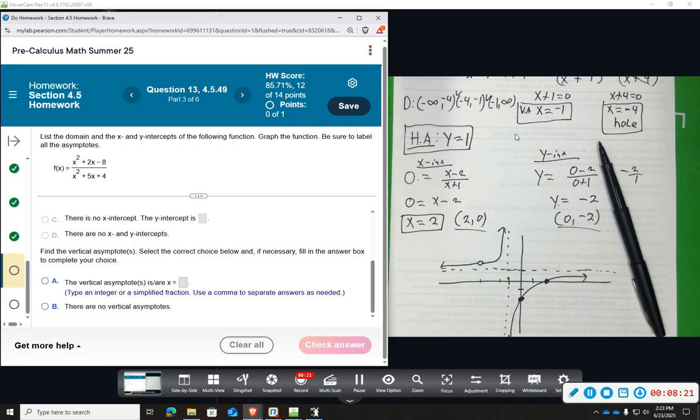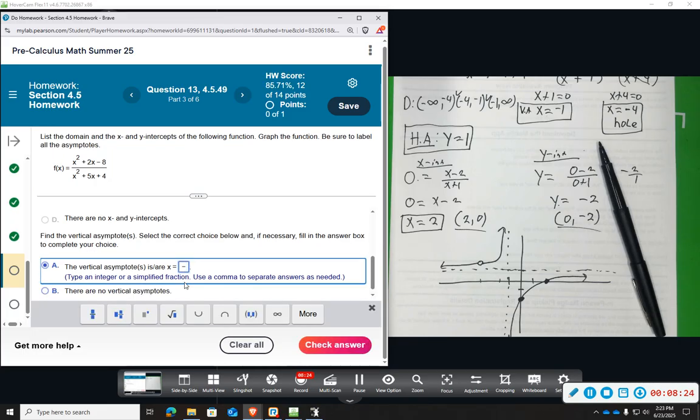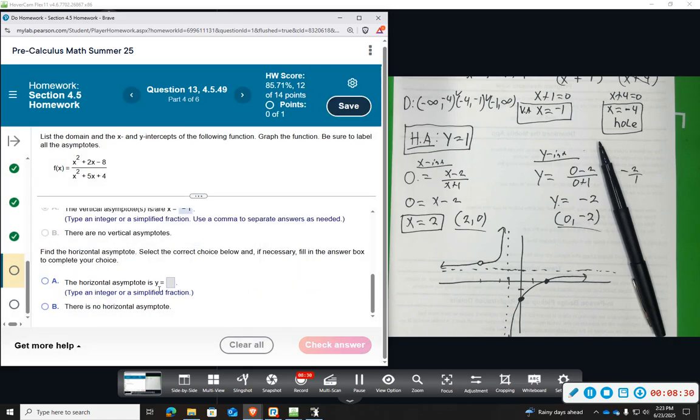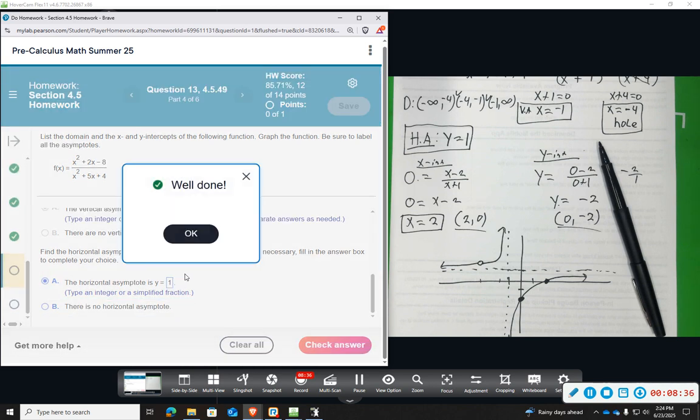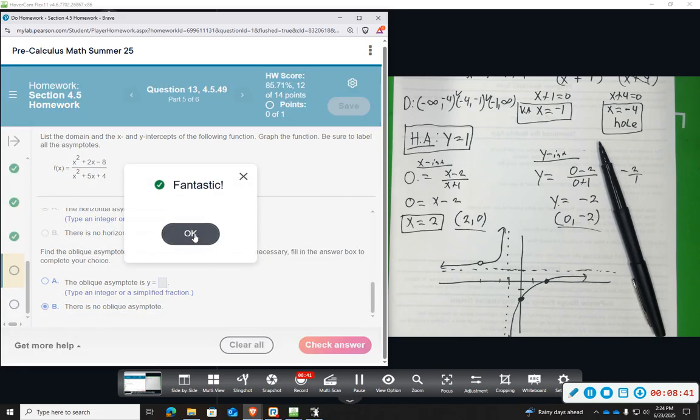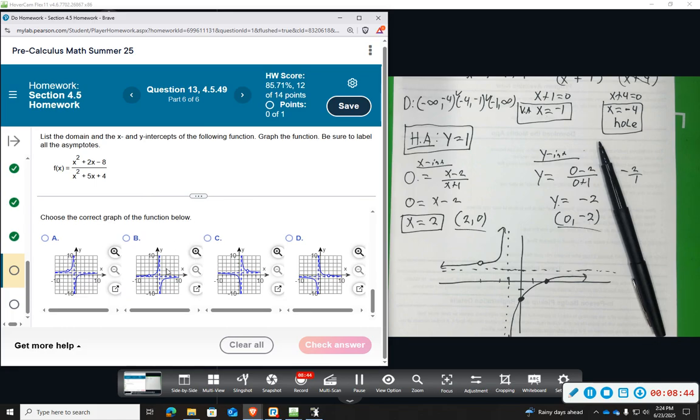Vertical asymptote was just x equals -1, so just type a -1 here. Remember, the 4 became a hole. Horizontal asymptote was y equals 1. There was no oblique asymptote. And the graph that matches looks like between A and B, but you see how B goes below the line. Our asymptote is actually above the line, so it would not go below the x-axis. So A looks more correct than any of the others.